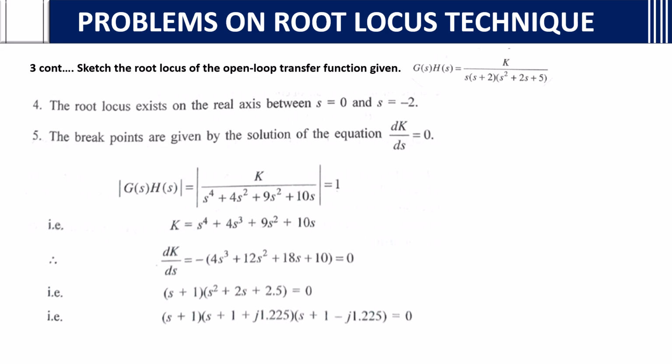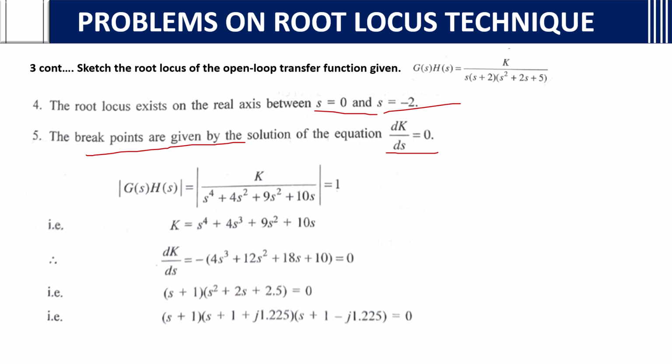The root locus exists on the real axis between s is equals to 0 to s is equals to minus 2. The root locus is existing on real axis between what? 0 and minus 2. Why? Because centroid is minus 1. Right. So the breakpoints are given by the solution of the equation dk by ds equals to 0.